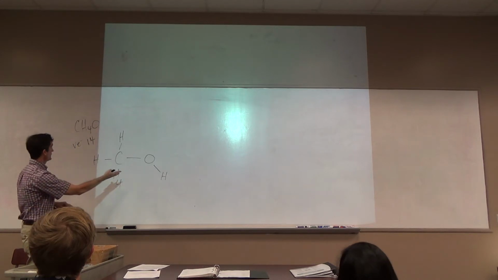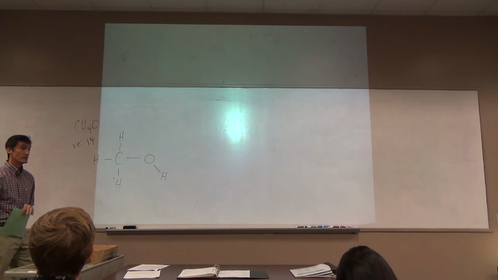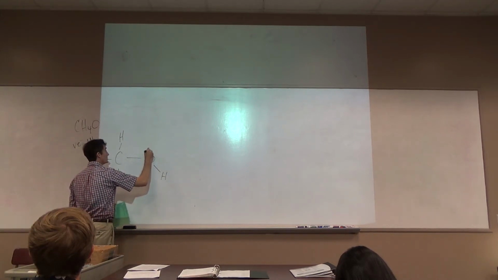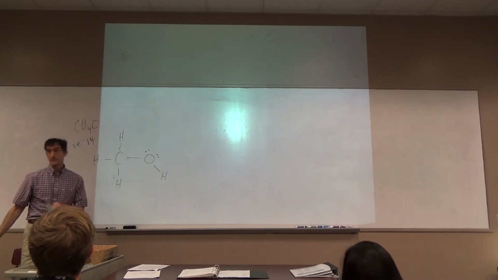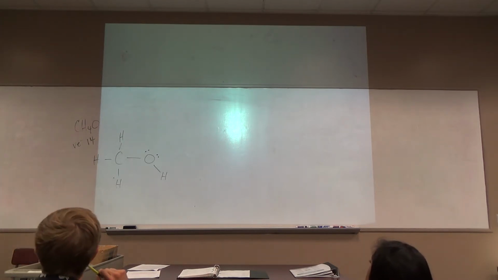Well, how many valence electrons up there? If you count them, there's only 10. Where do the other 4 go? Yes, there's 2 lone pairs. Standard bonding. There you go. There's a good Lewis structure.